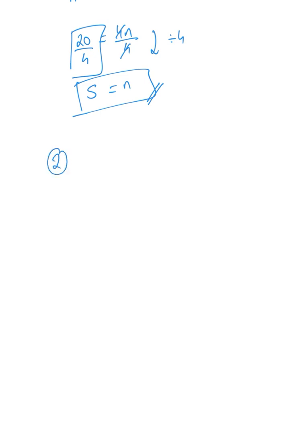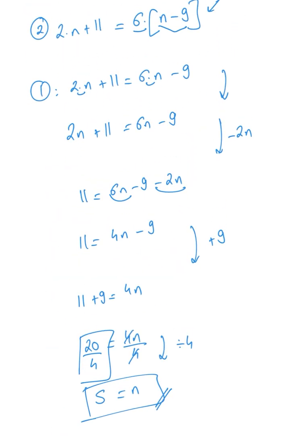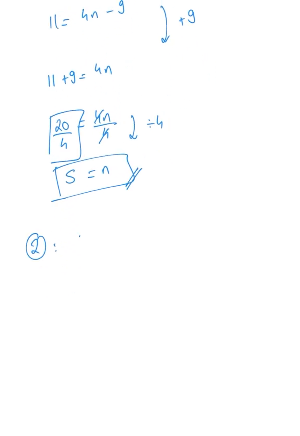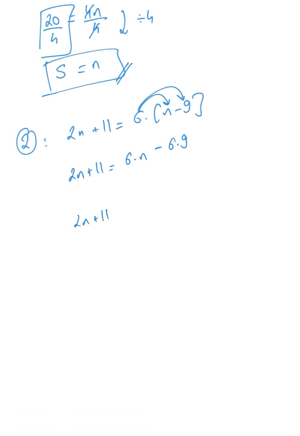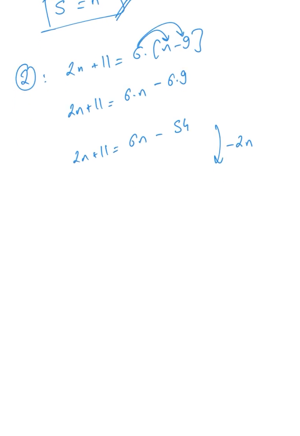Now let's write the second interpretation of the problem, which was 2n plus 11 equals 6 times n minus 9. And now let's try to solve for n. So we have 2n plus 11 is equal to 6 times n minus 6 times 9. Good. So it's 2n plus 11 equals 6n. What is 6 times 9? It's 54. Okay, let's group the n's together by subtracting 2n from both sides, just as in the previous example.